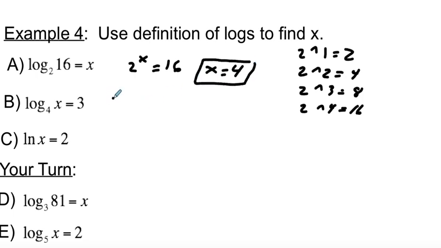Let's do the next one. 4 to the third is equal to x. That's the equivalent exponential. What is 4 to the third? Well, 4 times 4 is 16, and 16 times 4 is 64. Or you can just put in your calculator, 4 caret key 3 gives me 64.